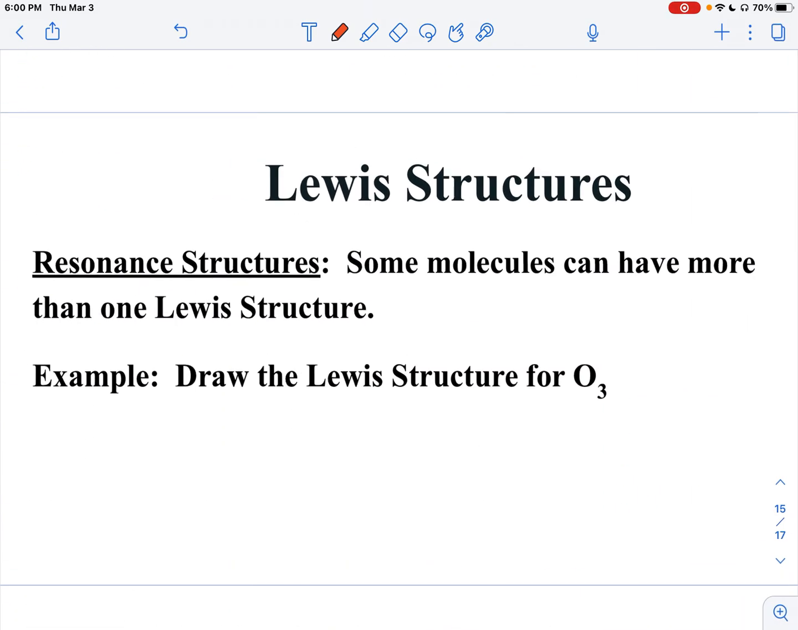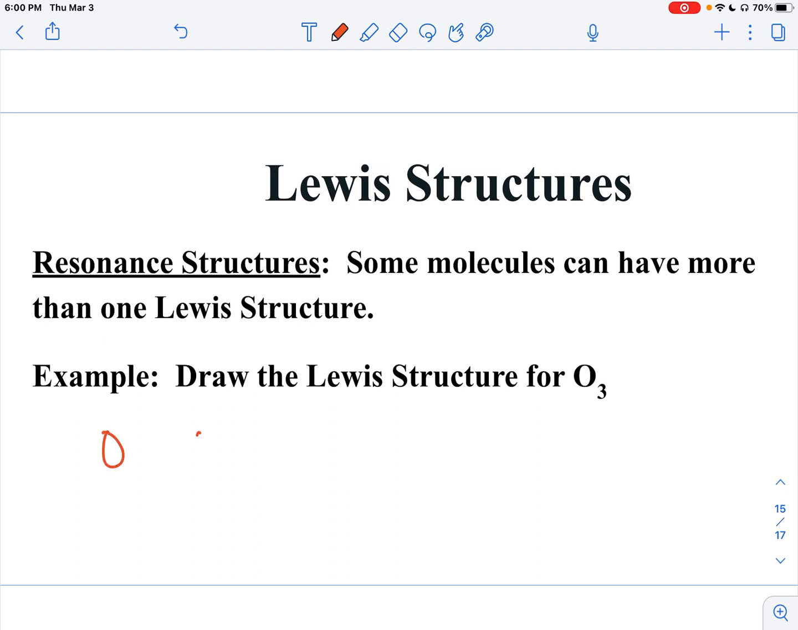And then the last thing I want to talk about in this video is something called a resonance structure. A resonance structure happens if you get to a point in your Lewis structure and you need a multiple bond, but it doesn't really matter where it goes. So it's not the same as what we did before when we said for CO2 we wanted it to be symmetrical. Let me show you for O3.